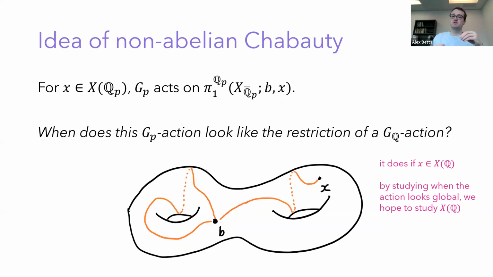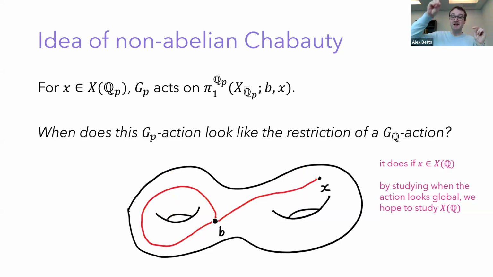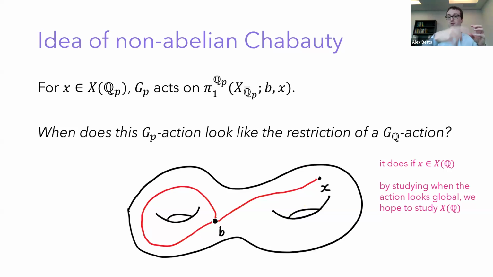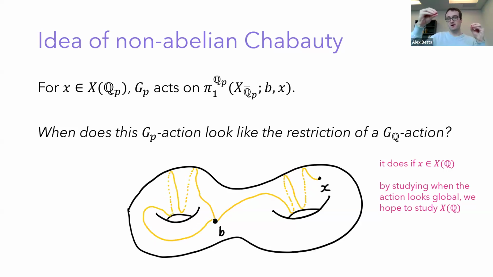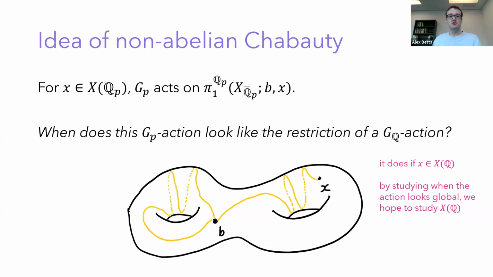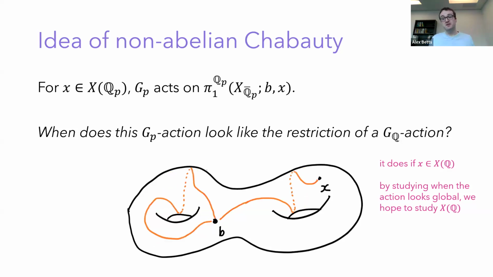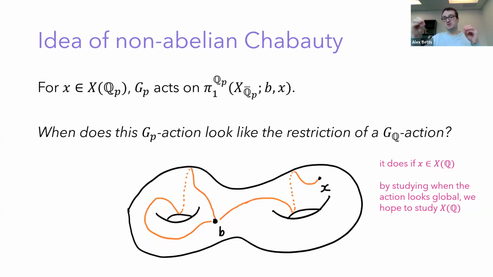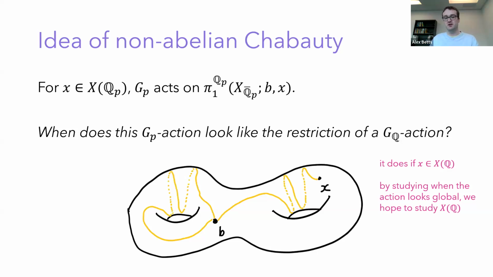There's also a local version of this. If I have a p-adic point on my curve, then I get an action of the local Galois group, the decomposition group at p, on the paths from B to X. And so in some sense, non-abelian Chabauty is trying to answer the question: when does this local Galois action look like the restriction of a global Galois action?